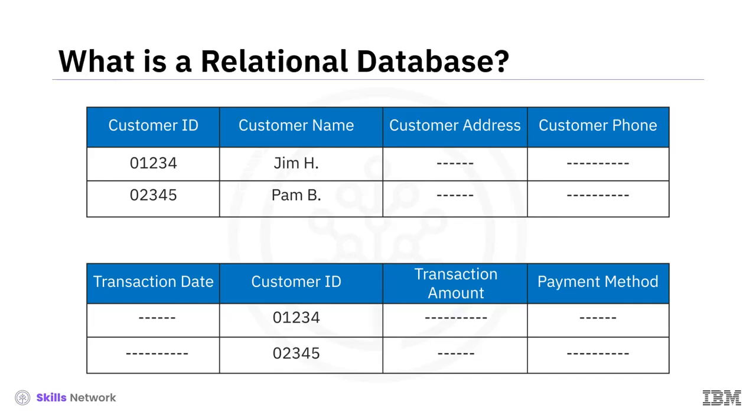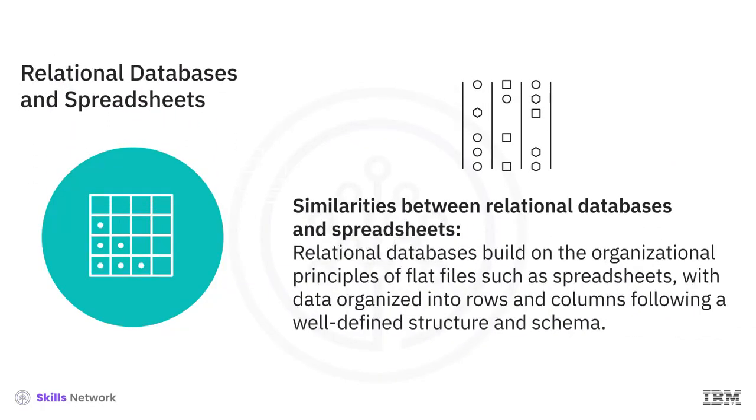Relational databases use structured query language, or SQL, for querying data. We'll learn more about SQL later in this course. Relational databases build on the organizational principles of flat files such as spreadsheets, with data organized into rows and columns following a well-defined structure and schema. But this is where the similarity ends.